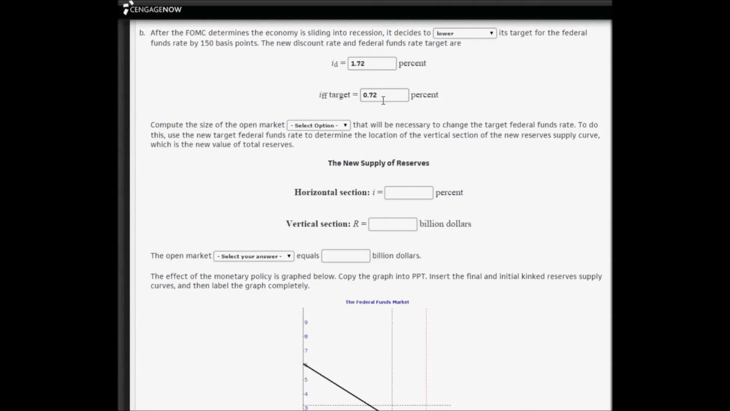To get the target from 2.22 to 0.72, the Fed has to do an open market purchase. We want to compute the size of the open market purchase that would be necessary to change the target federal funds rate from 2.22 to 0.72. To do this, use the new target federal funds rate to determine the location of the vertical section of the new reserve supply curve, which is the new value of total reserves.